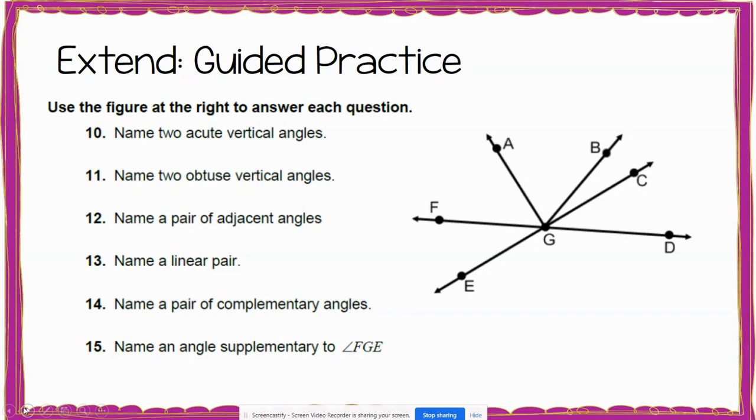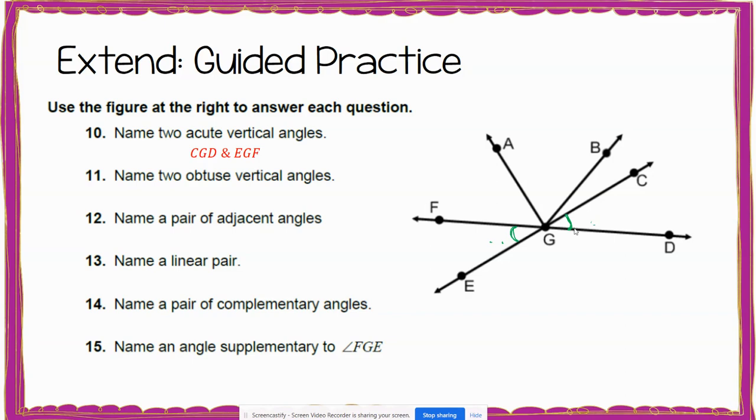Now I want you to answer 10 through 15. Now for these, there could be various answers, but some acute vertical angles are CGD and EGF. Because when I look at CGD, that's right here, and it's opposite to EGF or FGE, so right here. These are opposite of each other, they are vertical. They are also acute because these are clearly smaller than 90 degrees.